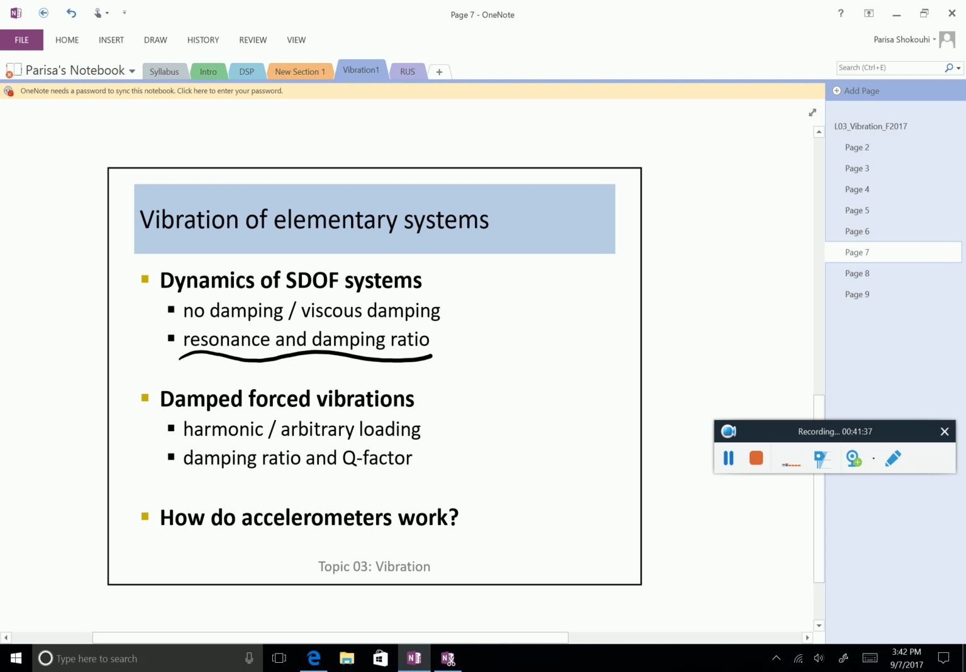And at the end, as an application, I want to show you how an accelerometer works. If you do any kind of testing which relates to vibrational measurements or sometimes even acoustic measurement, you would need to use an accelerometer. So as an application of what you have learned, we look at the accelerometer.